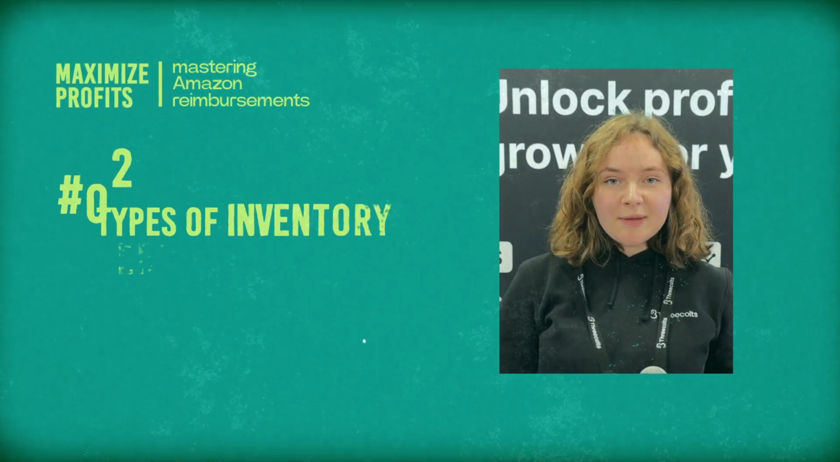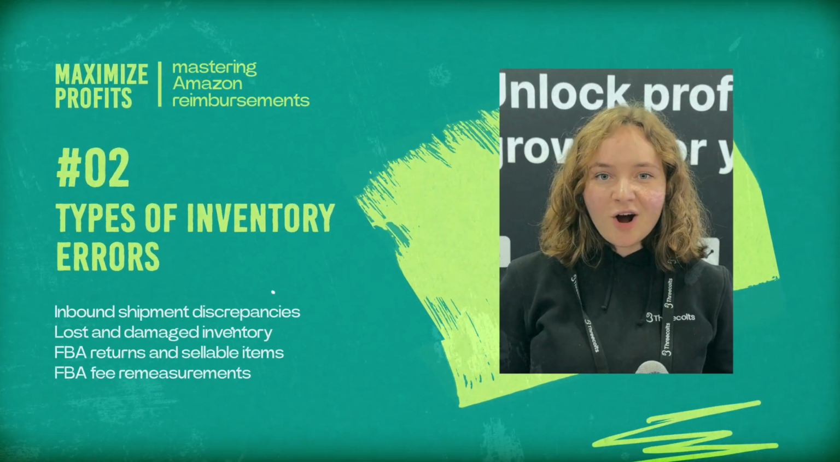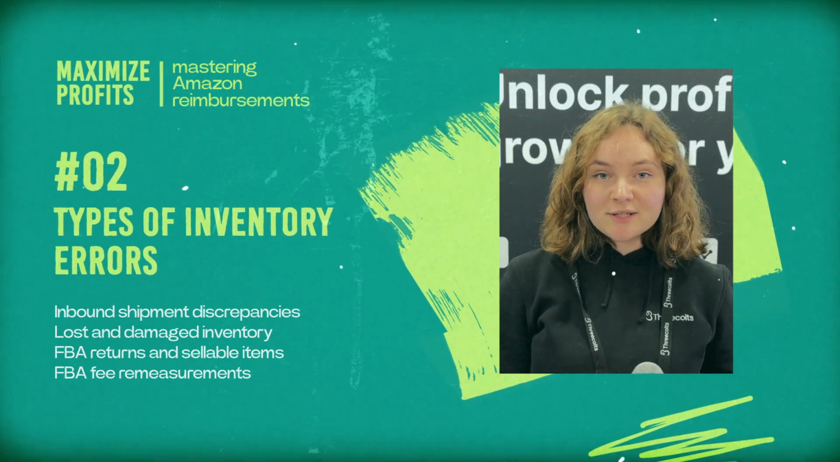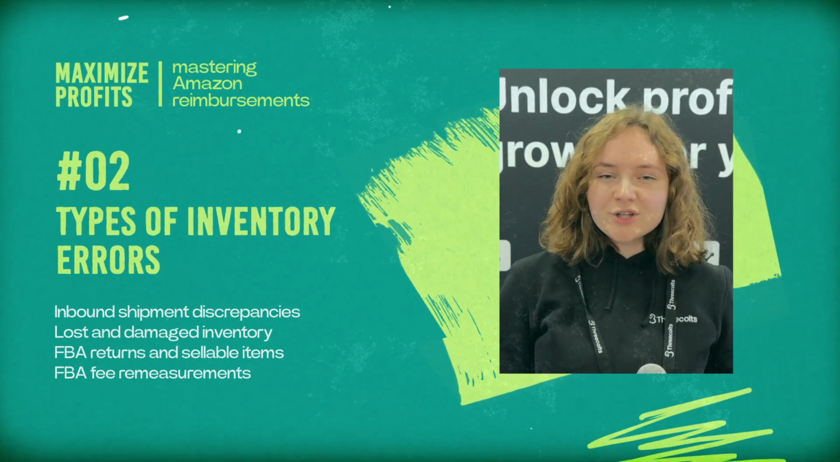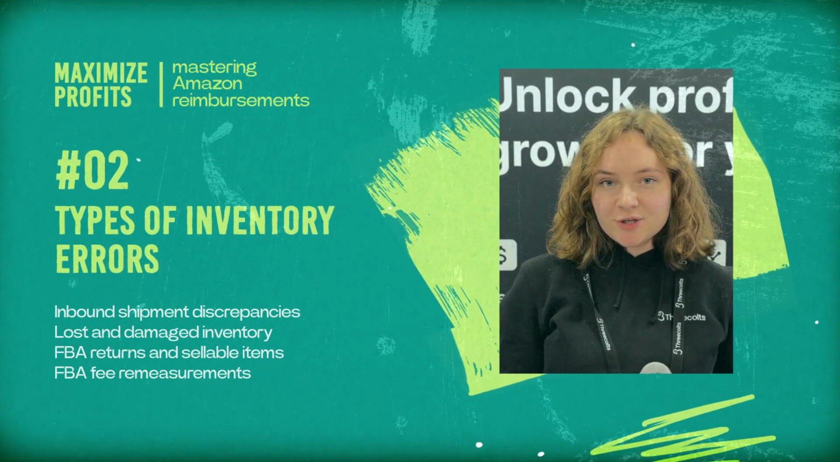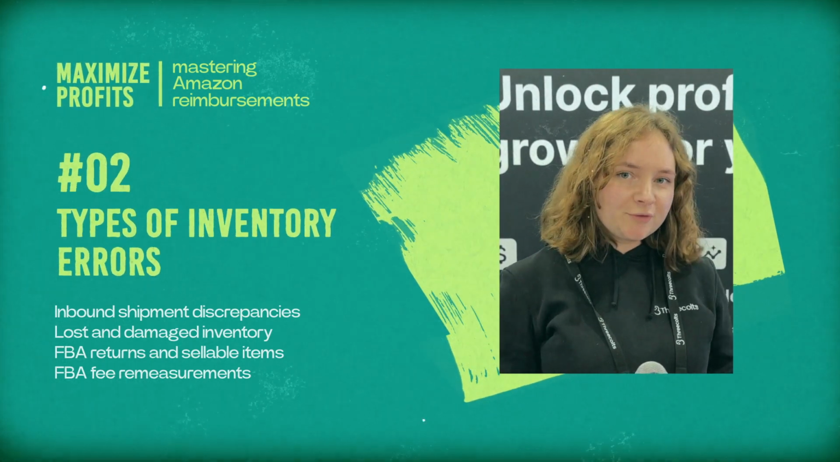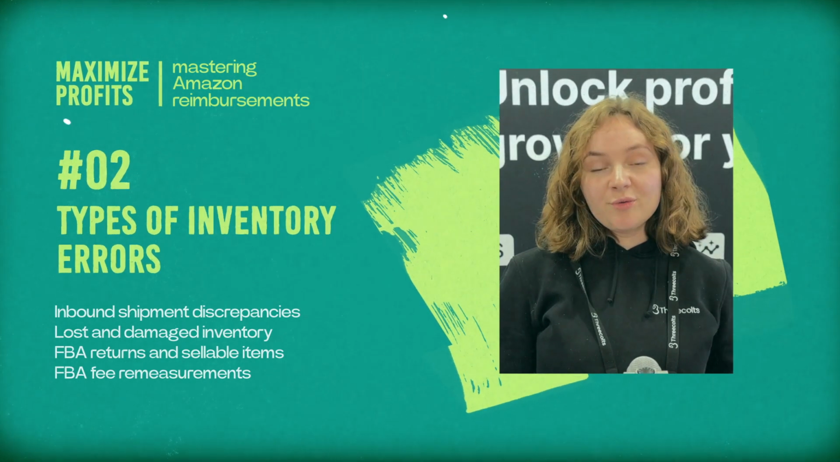Some of the main categories that I can think of off the top of my head are when it comes to shipments. So inbound shipments: you ship 100 units, but Amazon sometimes receives only 95. Our job is to understand what actually happened to those shipments. We get documentation from you, and once we have that, we can follow through with Amazon.